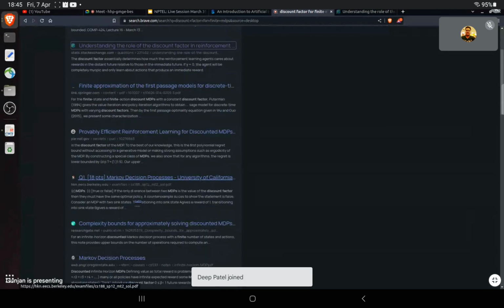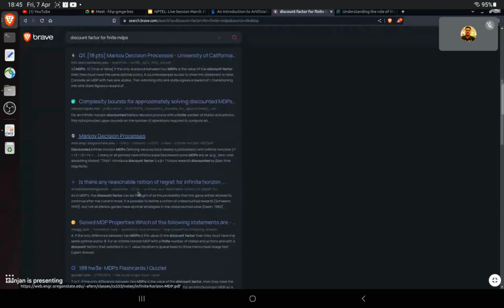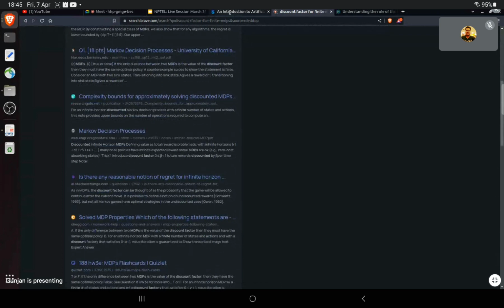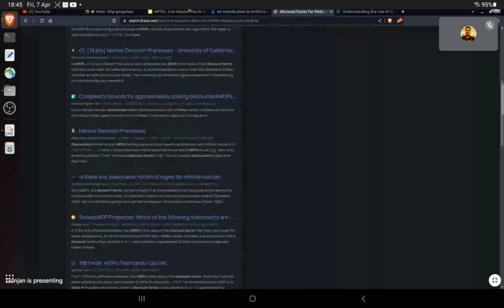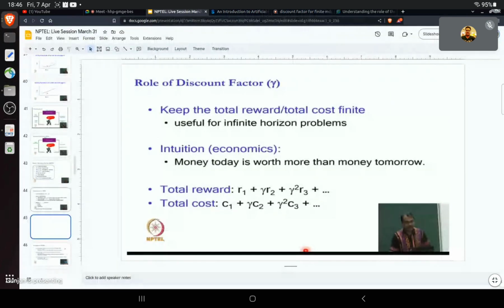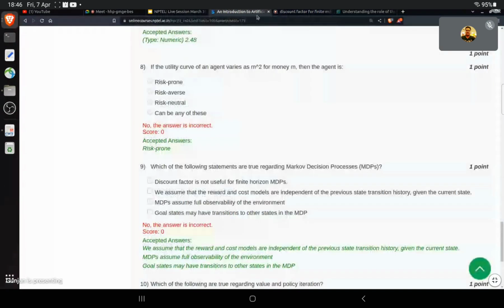I find this very weird. Obviously, the professor never even discussed it, so if it's not discussed, why are you asking the question? When I saw it, I would also have given this as true: discount factor is not useful for finite horizon MDPs. But there was one more aspect in MDPs, right? I'm pretty sure it's a mistake on their part. Either they should have given it for infinite. If that had been infinite, then yes. Not only that, but option number D is wrong too.